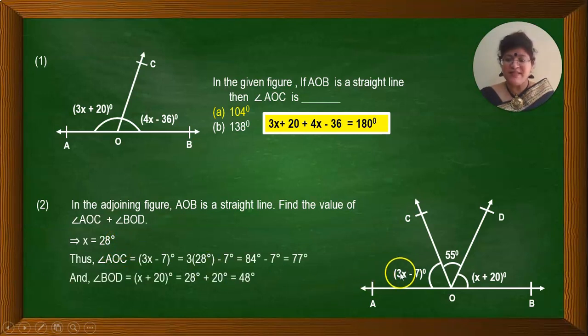Substitute the value of x in this. That will be 3 into 28 minus 7, which is 77 degree. And here it is 28 plus 20, that is 48 degree. But they've asked you to find out the addition of these two angles. So you will add up 77 and 48. And what you get is 105 degree as the sum total of these two angles. So I hope this is clear. I repeat once again, these are important revision questions. Please make a note of it.